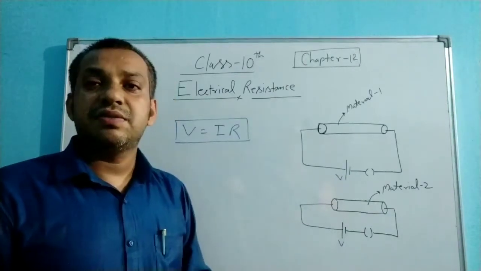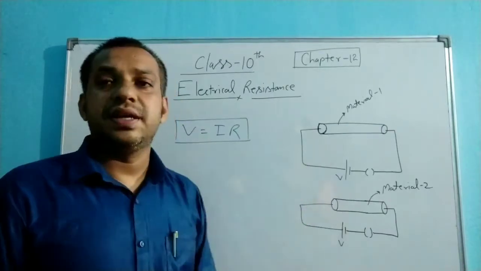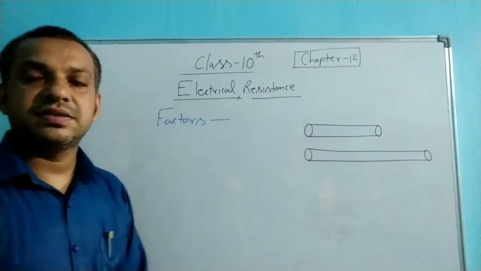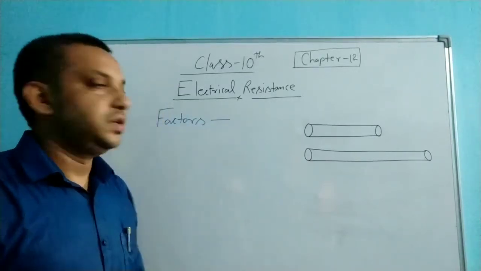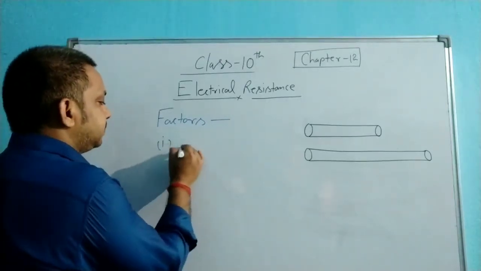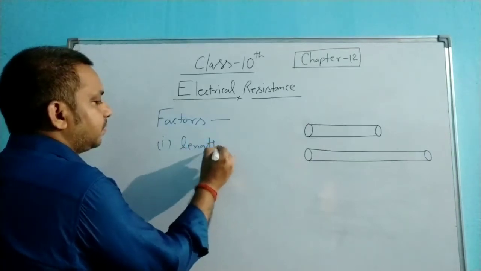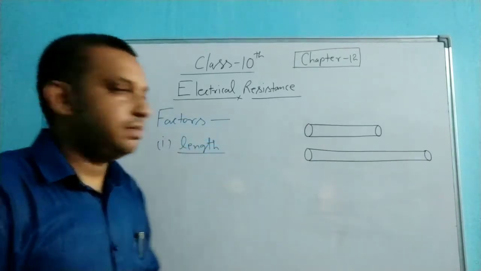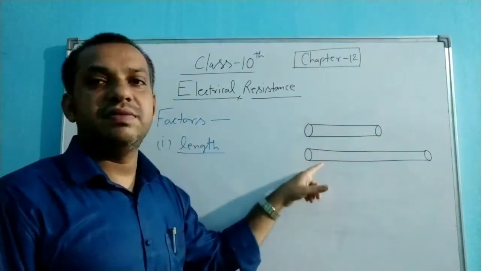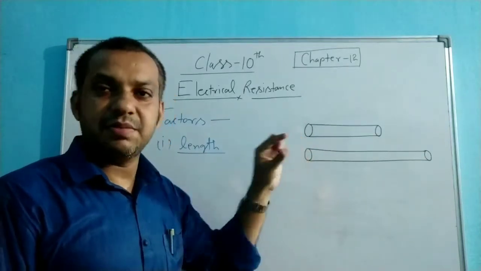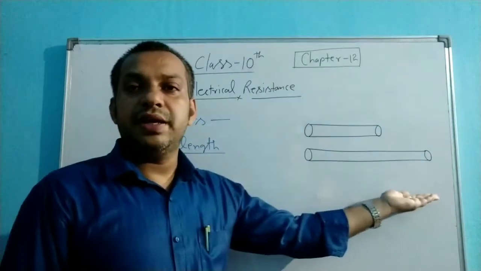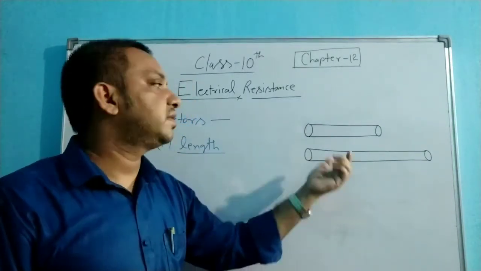Now let us discuss the factors which will affect the electrical resistance. So the first factor is the length. We have the same conductor, meaning the same material, of different lengths. That means the area of cross section is the same, the thickness of the wire is the same, but the length is different. In the longer wire, the resistance offered is more as compared to the shorter wire.